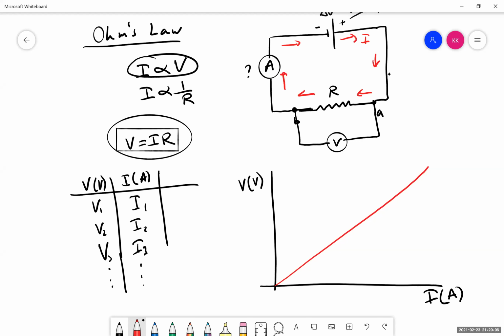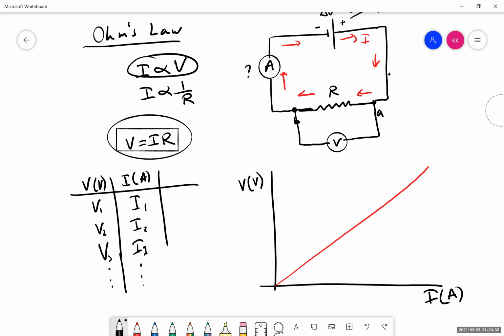Not every resistor can be ohmic, which means some graphs are not necessarily linear, something like this. So you might see a graph like that sometimes. Those are examples. If you plot voltage versus current and get something like that, then that type of resistor is not ohmic.